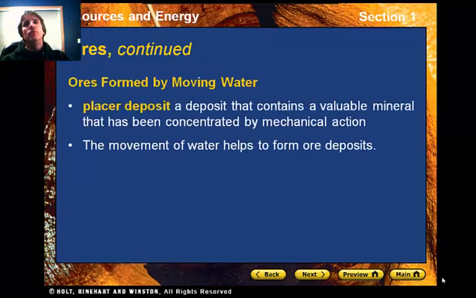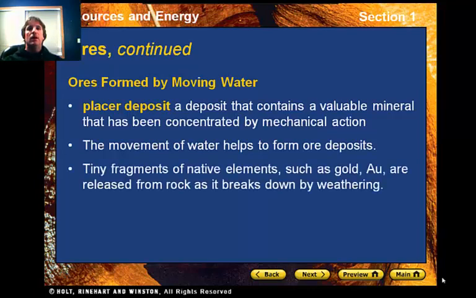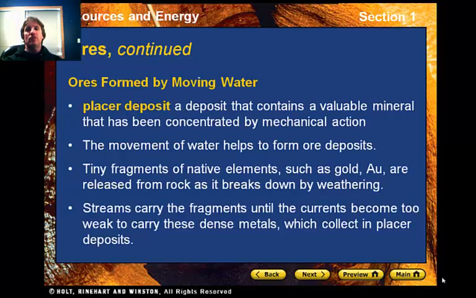Sometimes we get ore from moving water. Placer deposits are usually at the bottom of a moving water river, and there's a hole in the bottom, and as the water flows over that hole, the dense heavy metals and dense heavy materials will sink to the bottom of those holes and fill them up. So you get that mechanical action, that movement of water. Fragments of gold, aluminum are released as the rock breaks down by weathering, and the water carries those fragments till the current becomes too weak, then it drops them into those holes and they fill up. Great place to look when you're mining for those certain elements we're talking about.